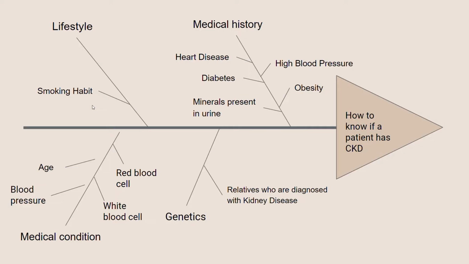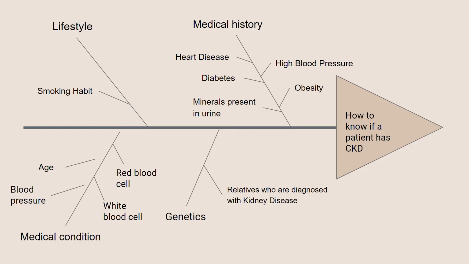So here is our fishbone diagram. The fish head is the main problem of our presentation, which is to know if a patient has CKD, or chronic kidney disease. We take a look at four main branches, which are lifestyle, medical history, medical condition, and genetics. Let's start from medical history.